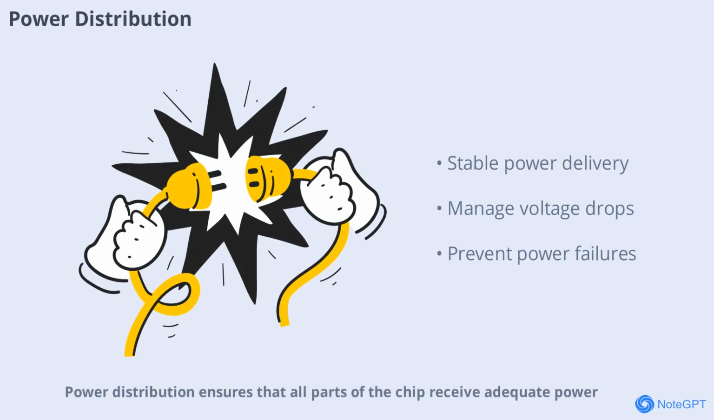Power distribution ensures that all parts of the chip receive adequate power. As chips become more complex, delivering stable power becomes more challenging. Designers use power grids, decoupling capacitors, and careful layout to manage voltage drops and noise. Proper power distribution is crucial for reliable operation and preventing failures due to power issues.